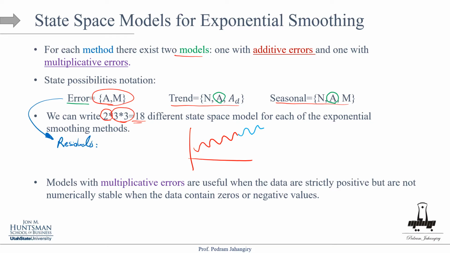Residuals are your yt minus y hat t. This is pretty much the same for all the econometrics models. This is how we define residuals. And in ETS, in exponential smoothing methods, we define them as e_t.